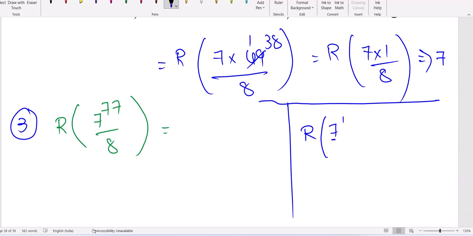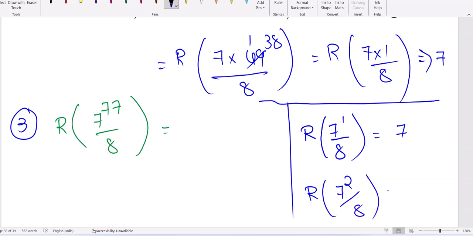So first I will analyze with 7 power 1. What is the remainder of 7 power 1 divided by 8? Remainder 7. Next, 7 square divided by 8. What is the remainder? 1. See, in any question, when you get 1 as the remainder, then the same cycle will repeat next. Next one, what will happen? 7 cube can be written as 7 square into 7. 7 square gives 1, into 7 is 7. You are getting a cycle. So after 2 powers, we are getting the same remainder.